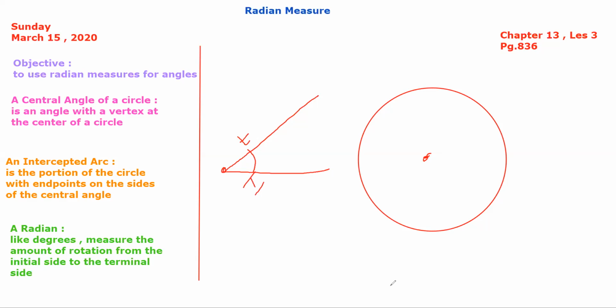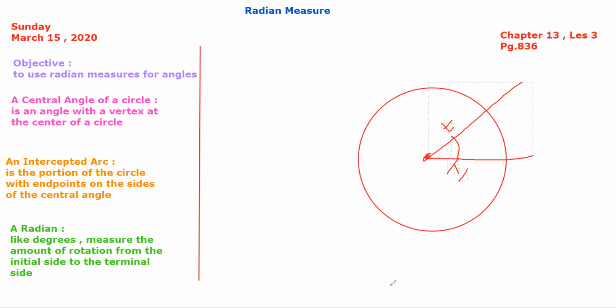Now, if this angle has its vertex at the center, we call it a central angle. So a central angle is the same as an angle, but its vertex is at the center of the circle. So as you see from here, a central angle is an angle with a vertex at the center of the circle.